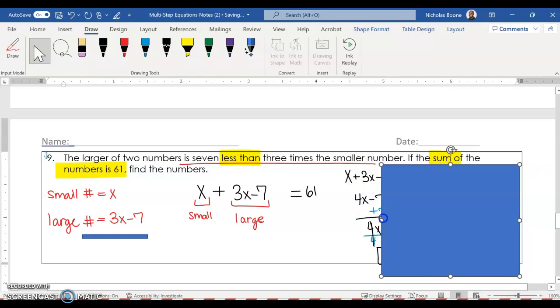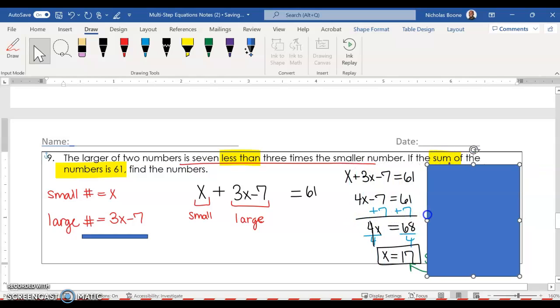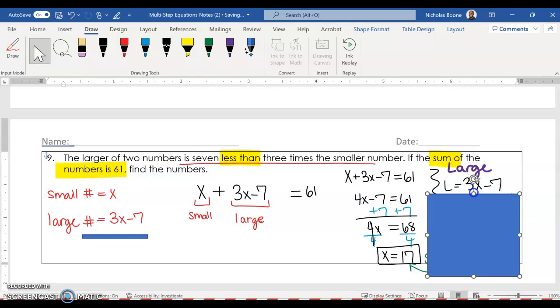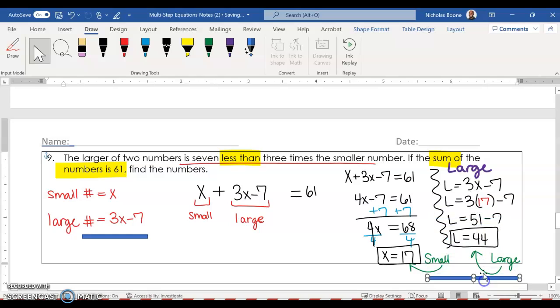I begin to solve. So notice, combining like terms, inverse operations, I'm left with x is equal to 17 for the small value. But we're looking for two numbers here, so we've got to find the large number. And when I do that, I'm simply going to substitute the 17 into the equation for my large number. So I plugged in 17 here, and then I did the math, and I was left with the large number is 44.